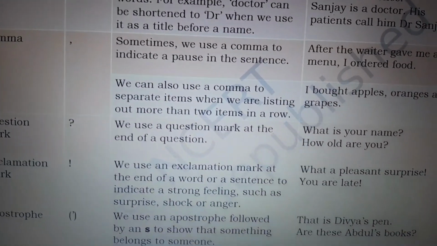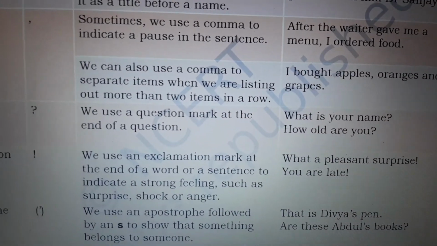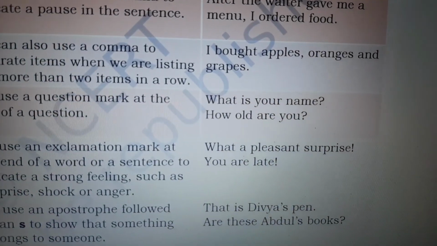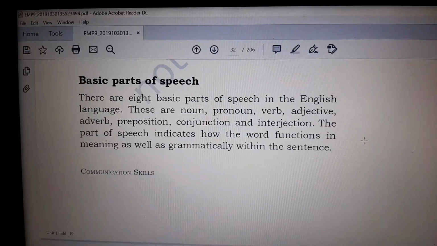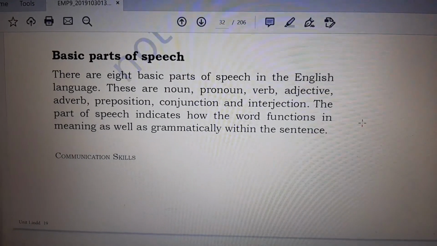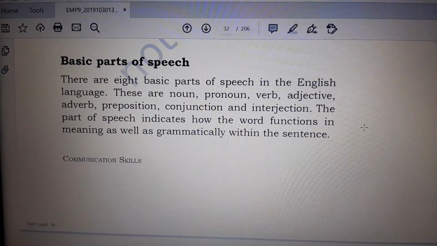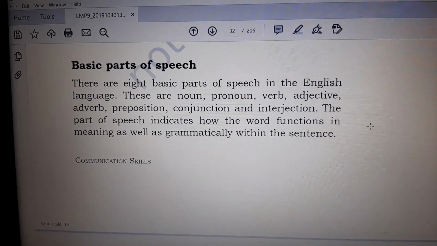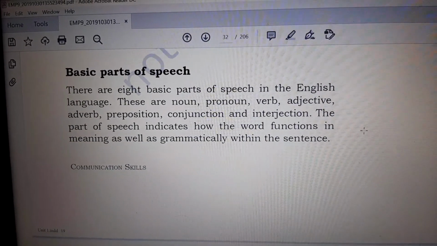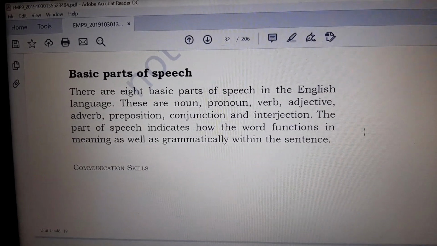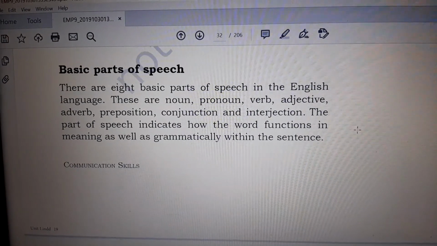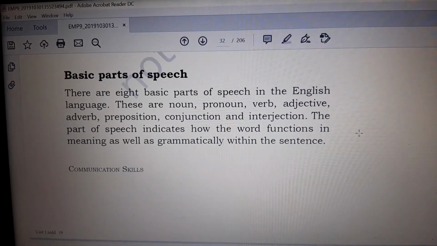Apostrophe is to show that something belongs to someone, like this is Divya's pen. So here is our topic, basic parts of speech. What does a basic part of speech mean? It indicates how a word is used in a sentence to make it meaningful and grammatically correct.